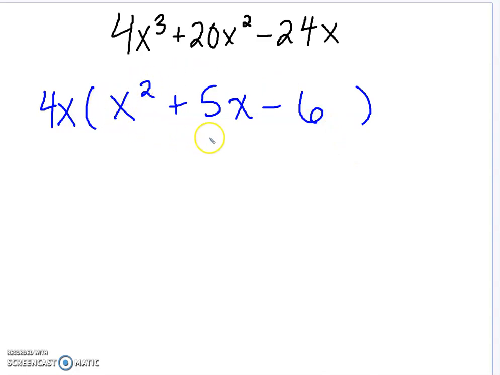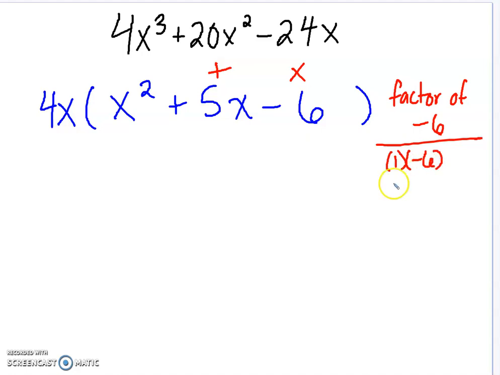And now I have to look at what's left here in the brackets, because if it's something that can be factored further, you're expected to continue factoring. In this case, I would analyze to see, are there two numbers that multiply to give me negative 6, but add to give me 5? So I'm looking for factors of negative 6. Luckily, there aren't too many here. We could end up with 1 times negative 6, negative 1 times 6, 2 times negative 3, or negative 3 times 2.